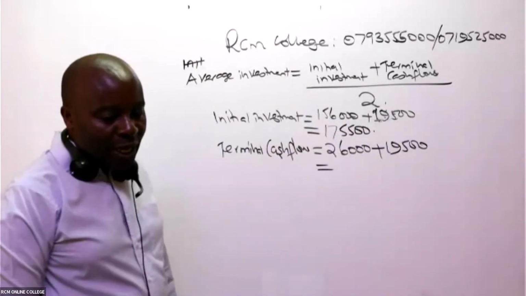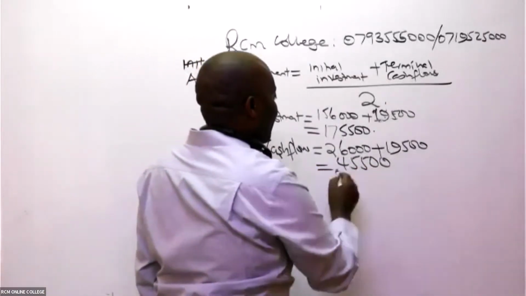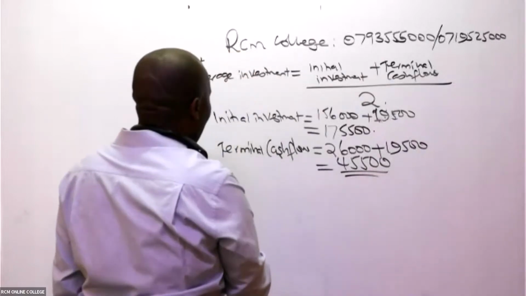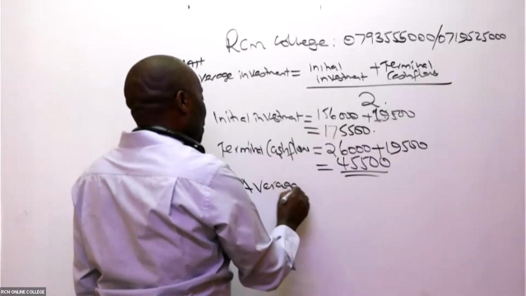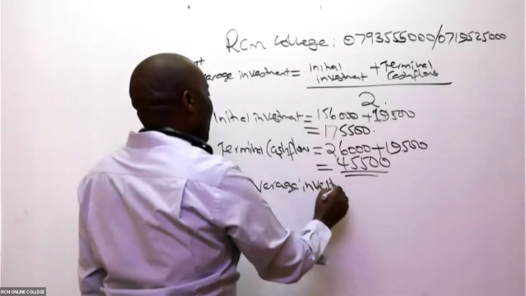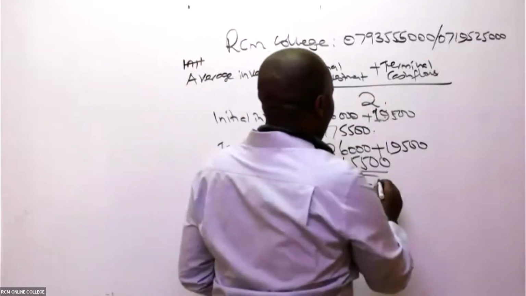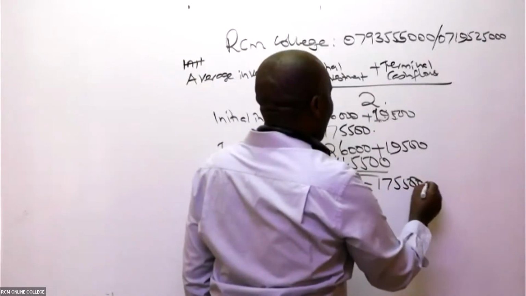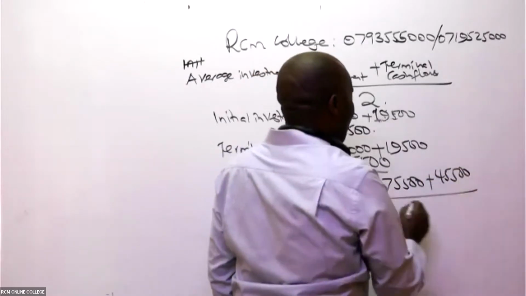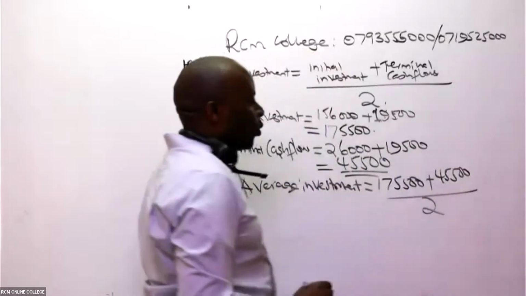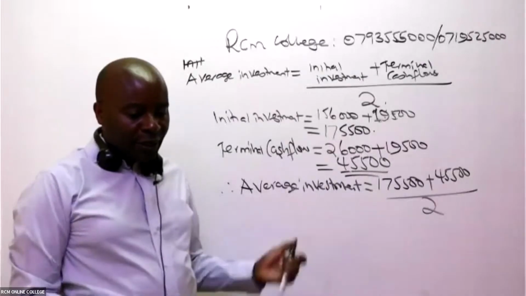All right. So then we have here 45,500. And therefore, the average investment would be our initial investment of 175,500 plus this 45,500, and you divide by 2. So is there somebody who can give me this average investment?